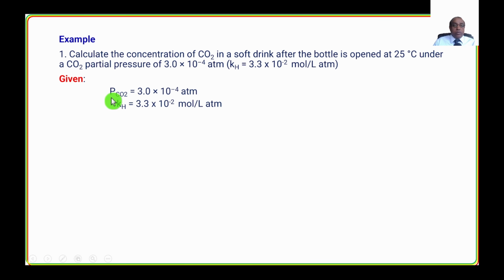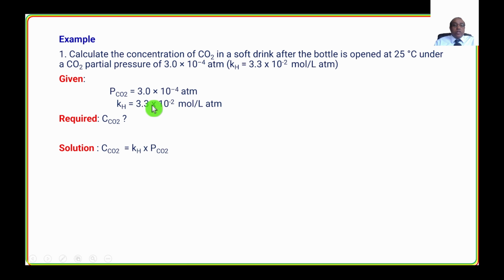The given values: the partial pressure of carbon dioxide is already given, which is 3 times 10 to the power of minus 4 atmosphere. The Henry's constant is given, 3.3 times 10 to the power of minus 2 mole per liter per atmosphere. The solubility of the gas is just the multiplication of these two. The required quantity is the solubility of carbon dioxide in water. To calculate that, simply multiply these two.